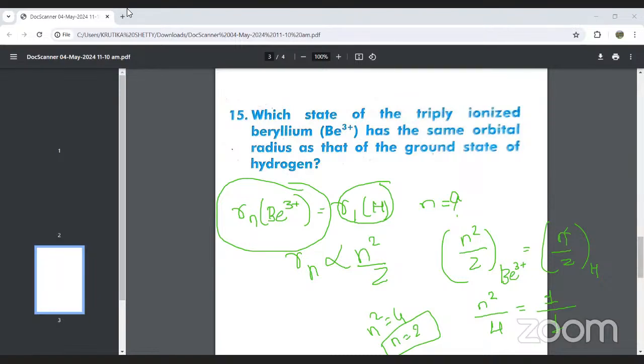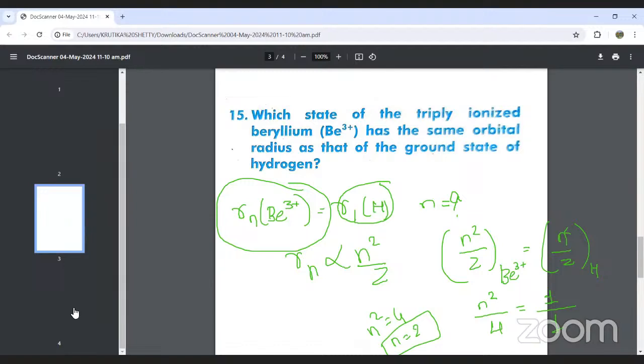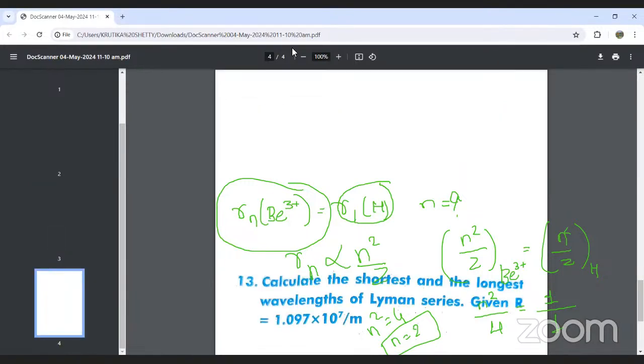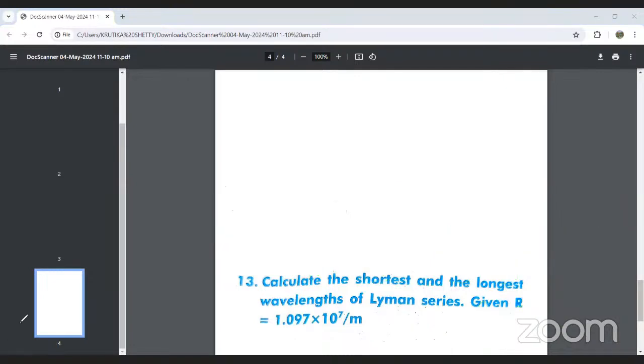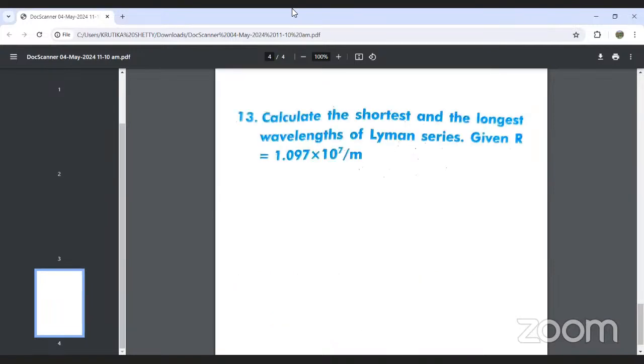Okay, the next question. Students, calculate the shortest and the longest wavelength of the Lyman series, given R is equal to 1.097 into 10 to the power of 7 per meter. So we need to calculate both the longest and the shortest wavelengths. Already you know how to do that for the longest and for the shortest wavelengths.